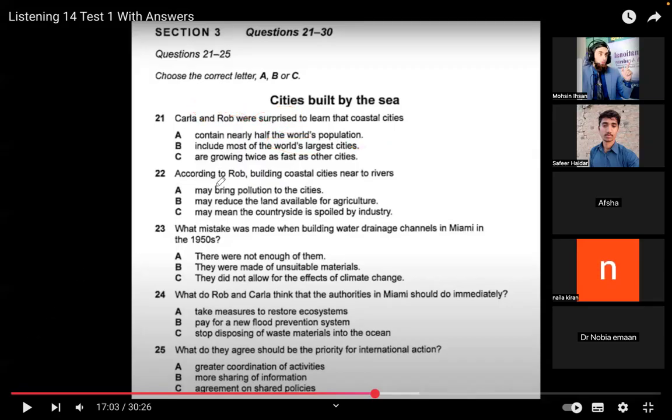Now focus on 22. According to Rob, building coastal cities near rivers may bring pollution to the cities. So the first reason, pollution to the cities. Pollution is the main word. Next, may reduce the land available for agriculture. So land will be reduced. There will be a problem of pollution. There will be a problem of land, or there will be a problem of the countryside. Countryside means village. Countryside is spoiled by industry. Or the clean area like countryside is without pollution, definitely, right? And having no pollution, that will be spoiled by industry, like industry will disturb it. Now listen again and 1, 2, 3 start.